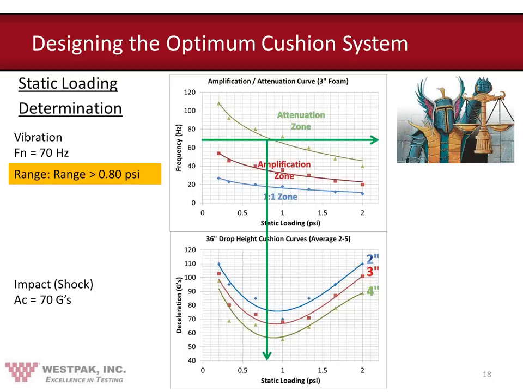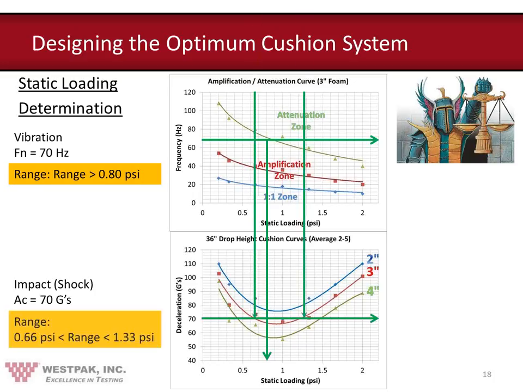In the same manner, at 70 Gs, we're going to draw another horizontal line. What that tells you is that we want to load it within that range, which is around 0.66 psi to 1.33 psi. And that is using the 3-inch foam cushion. Just looking at the drop cushion curve, it clearly shows that the 2-inch foam is inadequate because no matter where you load it, it's always going to see more than 70 Gs. And the 4-inch foam is a little too wasteful because it's one more inch than the 3-inch foam, and then also we have a wider range.